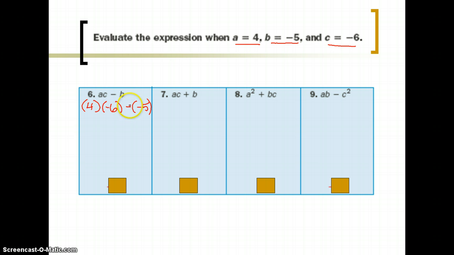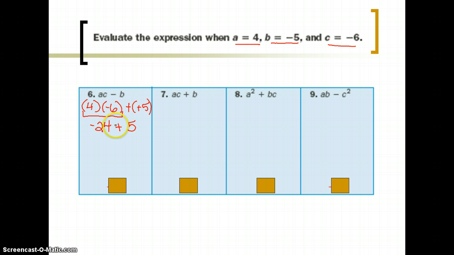First thing I want to do is get rid of this subtraction. This all stays the same on the left. I'm going to change the subtraction to adding, and the opposite of negative 5 is positive 5. Now I'm going to multiply first using order of operations. 4 times 6 is 24. Different signs make negative. Bring down the plus 5.